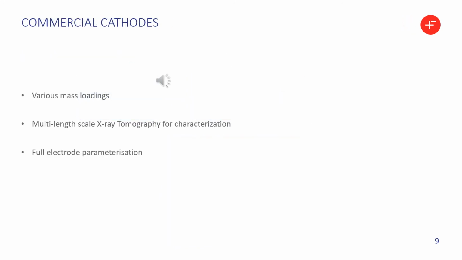Moving on to the commercial cathodes, we have a range of mass loadings from 1 to 4 mAh per centimeter squared, which have all been imaged at two length scales with the aim of characterizing their morphology and aiding in the full parameterization of the cathodes. Furthermore, as mass loading increases, the rate capability of an electrode decreases, and with the use of CT, it can be investigated as to whether this decrease is due to changes in the electrode structure or due to the increased diffusion distances.